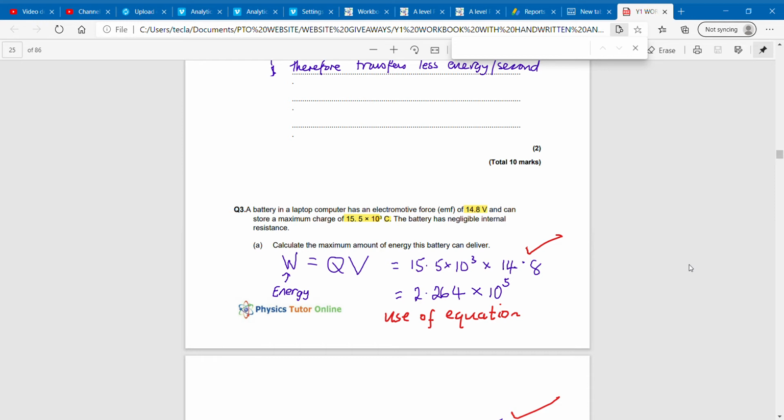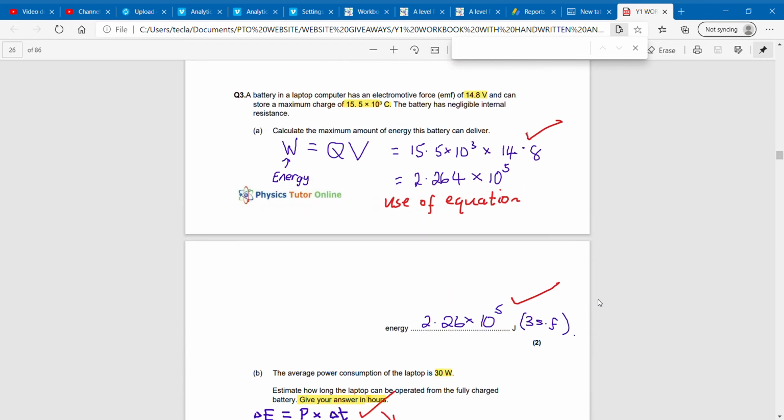So we're going to use the equation W equals QV. So the first mark is for using that equation. Multiply the charge by the potential difference, 15.5 times 10 to the 3 multiplied by 14.8 equals 2.26 times 10 to the 5 joules. So 3 significant figures. 1 mark for using the equation, so substituting values in, and the second mark for the correct answer.